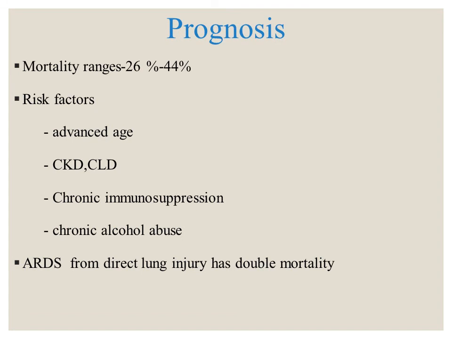So what is the prognosis? The mortality rate ranges between 26 to 44%. The risk factors are advanced age, chronic kidney disease, chronic liver disease, chronic immunosuppression, and persons who are chronic alcohol abusers. So ARDS from direct lung injury has double the mortality.